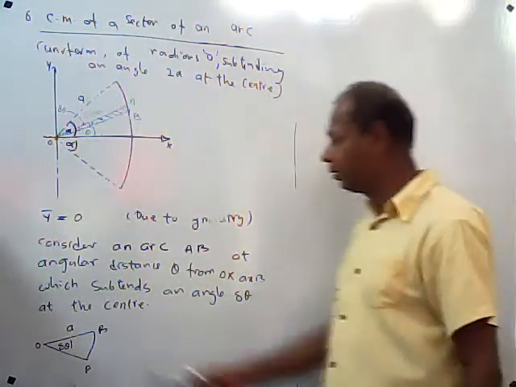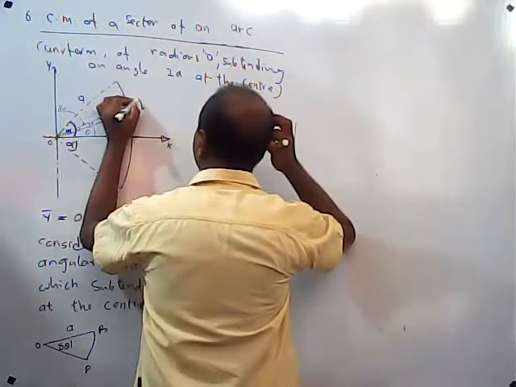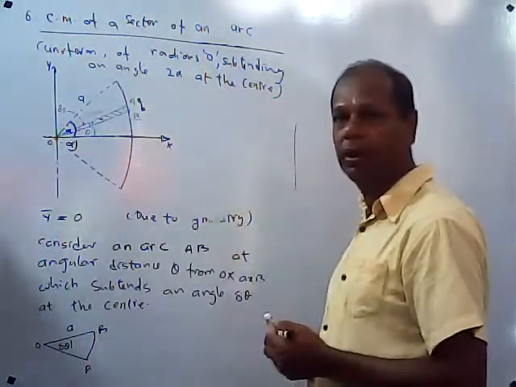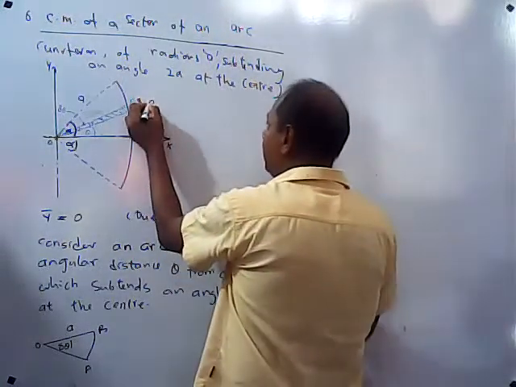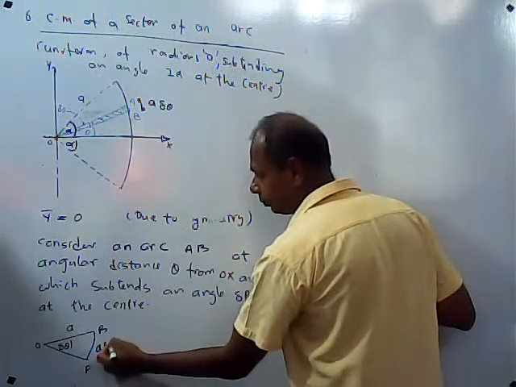What is the length? You can even mark it here. What is it? The length of the small arc is a delta theta.